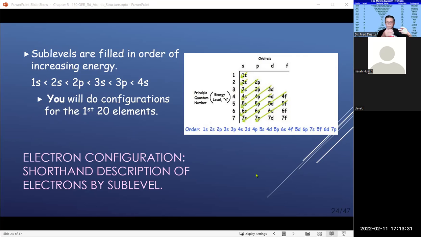Here is the order in which the orbitals are filled, written in this diagram, or with the lettering down at the bottom: 1s, 2s, 2p, 3s, 3p, 4s, etc. You can utilize this tool to help you when you are writing the electron configuration, or you can use the periodic table.